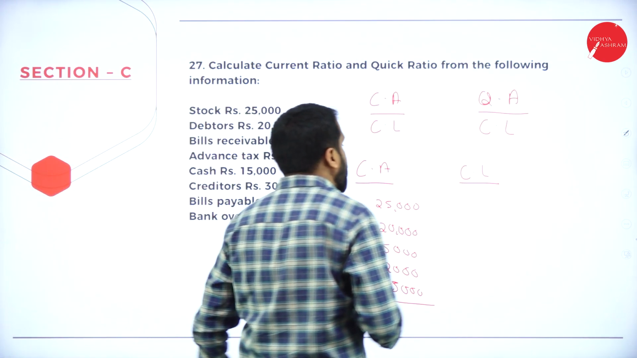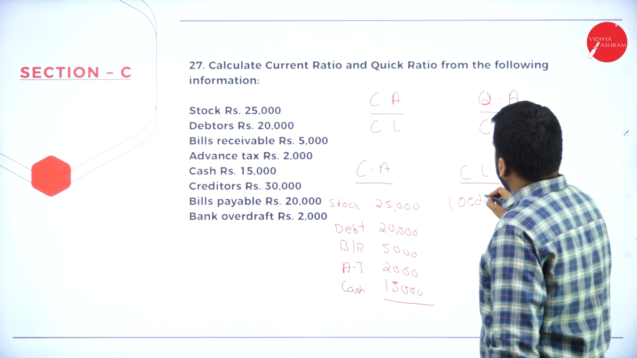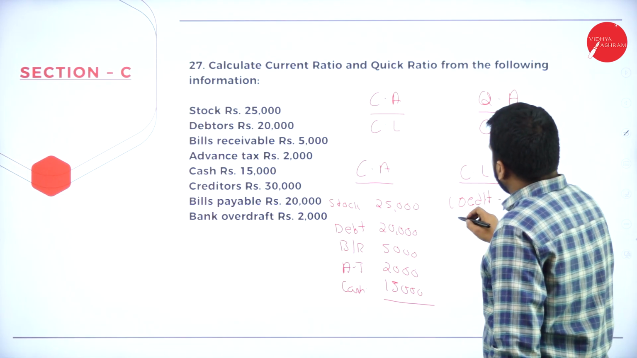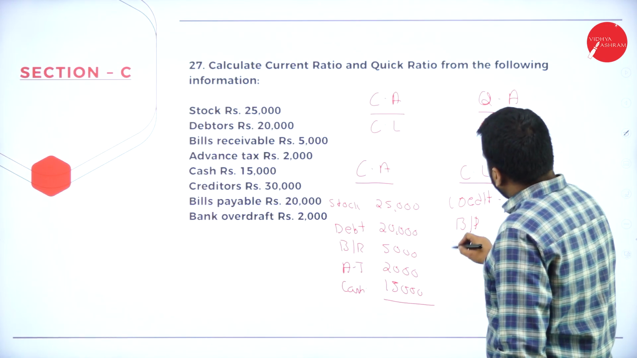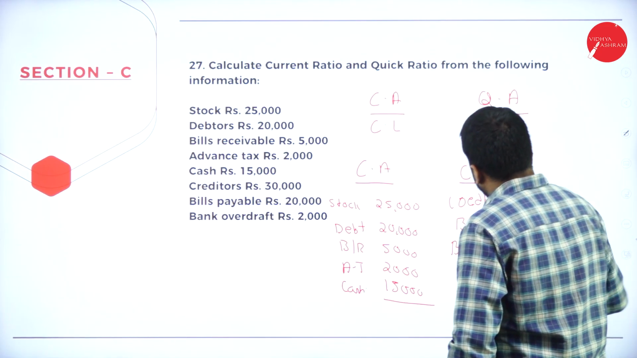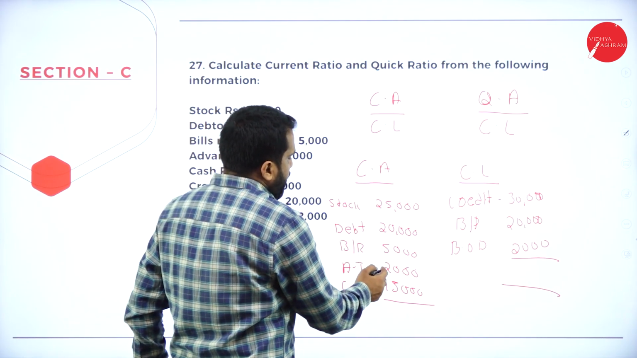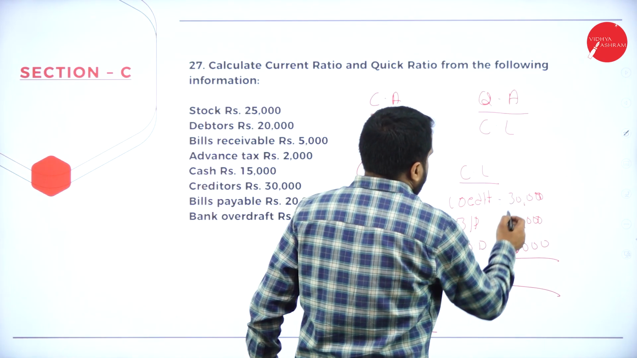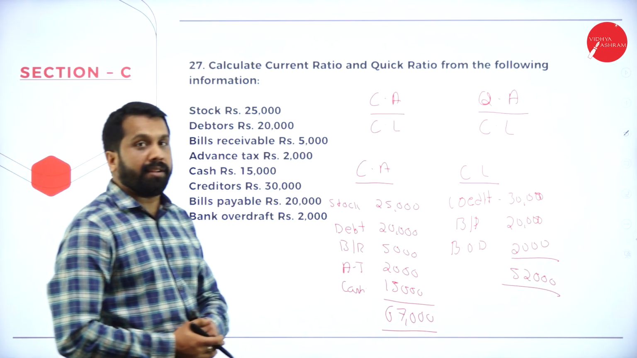What are your current liabilities? Current liabilities are creditors 30,000, bills payable 20,000, bank overdraft 2,000. If you total, the assets will be 25 plus 5, 30, 50,000, 67,000. And the liabilities, how much is this? 30, 52,000. This much only is your calculation.